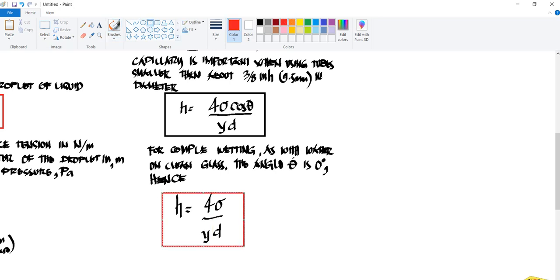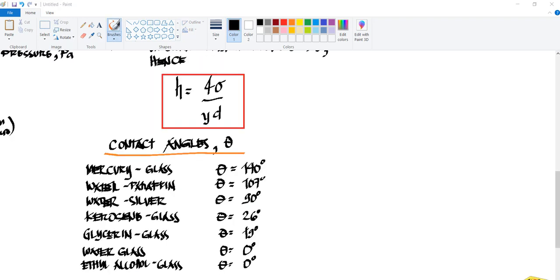Equation for the contact angles of different types of liquid in a glass, right? So we have different types of angle that will be used in the equation. So take note of this table. You can directly substitute it onto the equation.